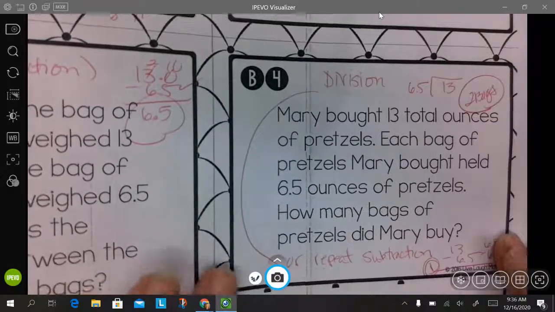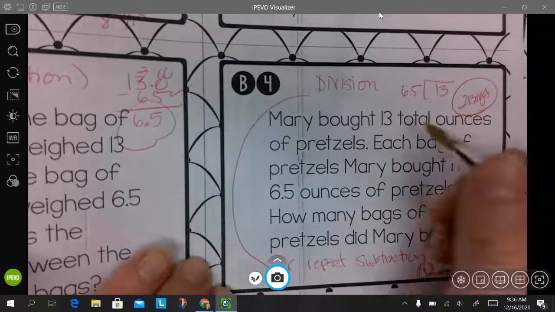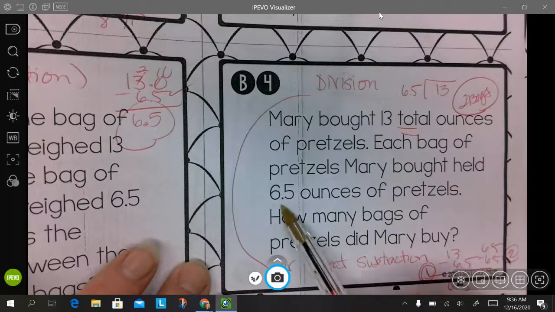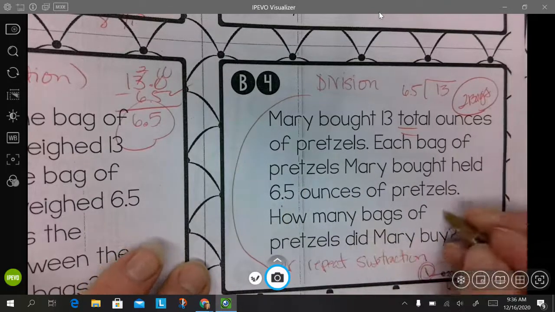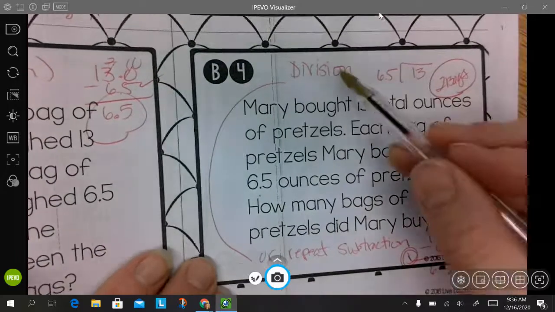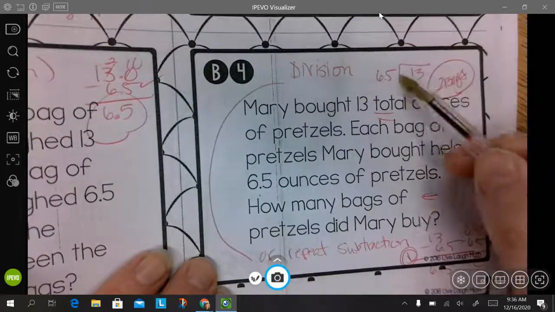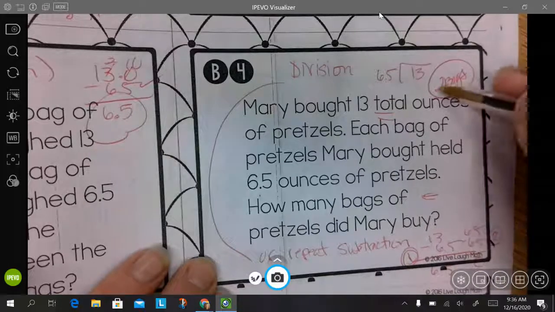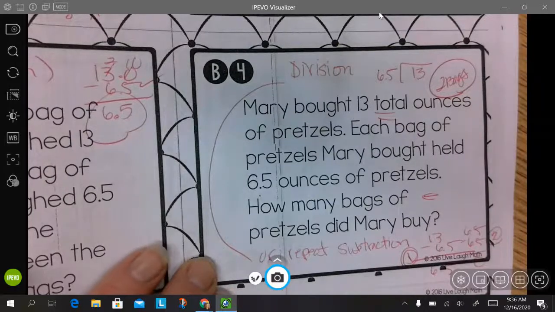All right. B4. All right, division. Mary bought 13 total ounces of pretzels. This is her total. Each bag of pretzels Mary bought held 6.5 ounces of pretzels. How many bags did she buy? Well, you can either use division if you want to think about like 13 divided by 6.5, or you can use repeated subtraction, okay? Doesn't matter. Either way, you're getting 2 bags. All right? Good job, guys.